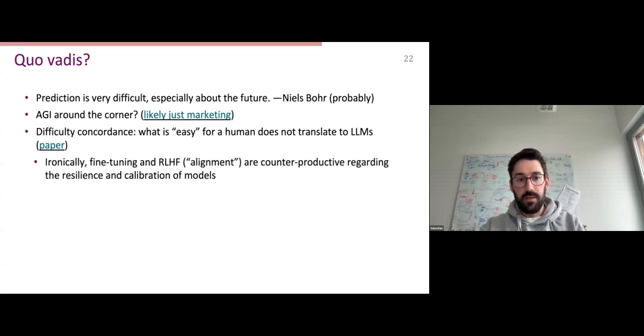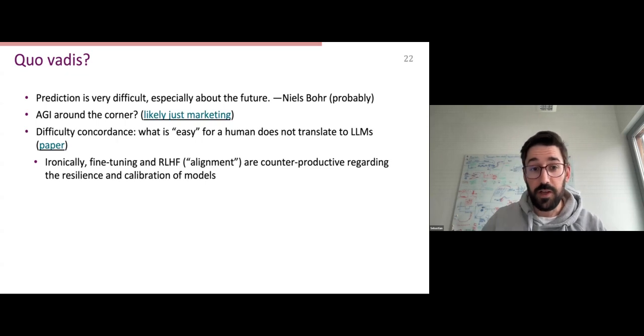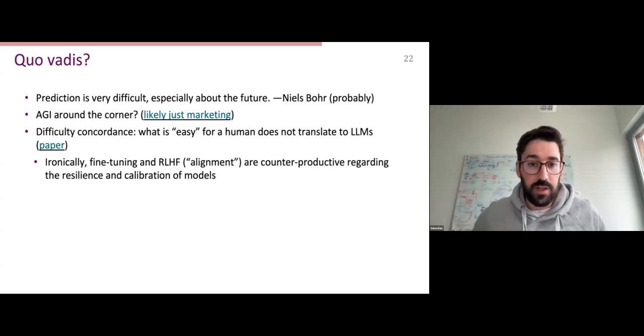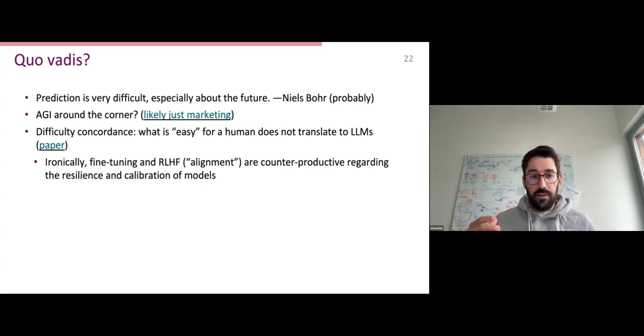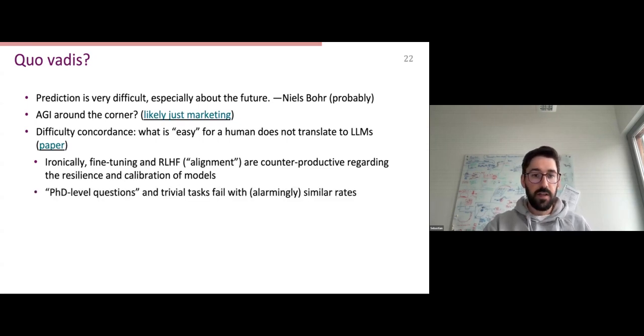And ironically, the fine-tuning and the secret to success of modern LLMs, or the reinforcement learning from human feedback that companies like OpenAI do to get more alignment with expectations of people, are pretty counterproductive regarding the resilience and the calibration of models for any kind of easy, medium, or hard task.